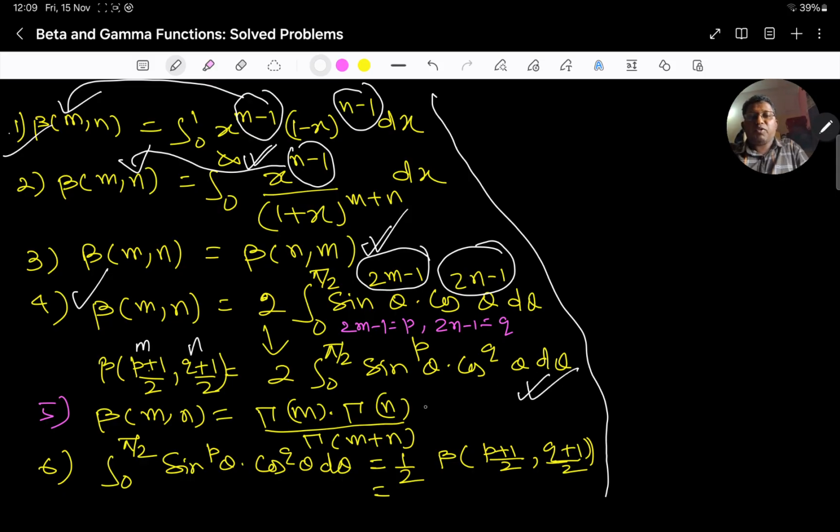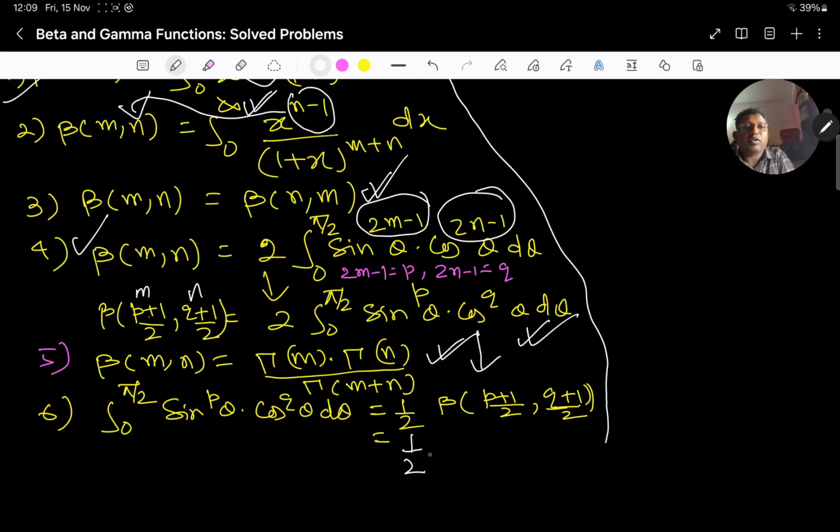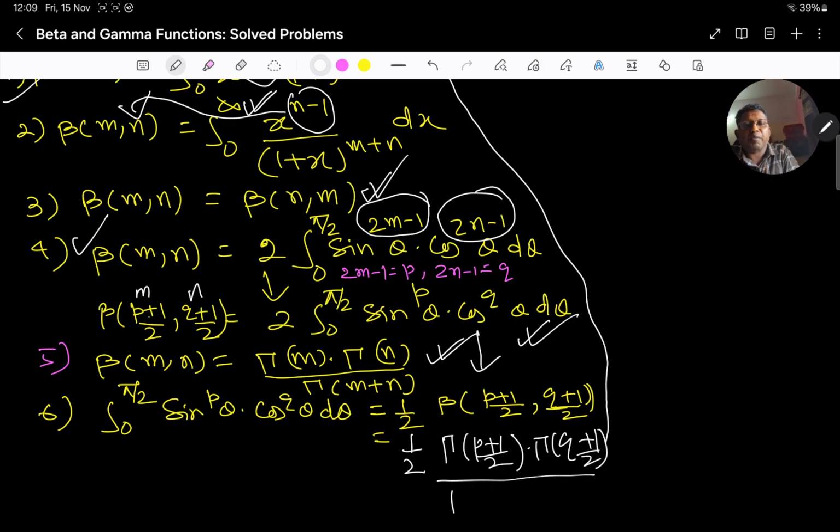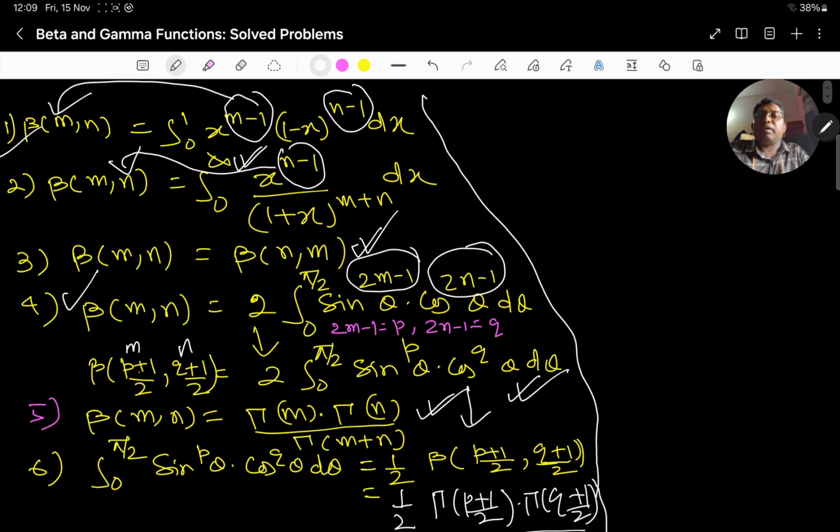Now the relation between beta function and gamma function you know. So now this integral you get immediately. This integral will be half of gamma m, that means gamma((p plus 1) by 2) into gamma n, gamma((q plus 1) by 2), divided by gamma(m plus n), that means gamma((p plus q plus 1 plus 1) by 2). So these are the properties. And also let me remind you the properties of the gamma function, then we'll come to the problems.